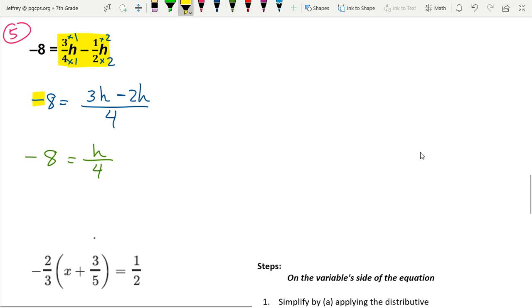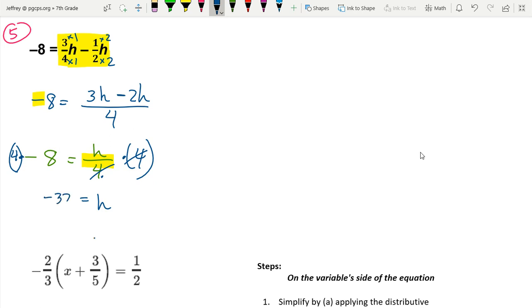Now remember, this is a division bar, so what do we do next? Do we need to add or subtract the constant? There's no constant on the variable side, so we just move on to the last step, which is to use inverse operation. So this is division, so we multiply by its denominator, which is 4. So times 4 and times 4. That simplifies to just h is equal to negative 8 times 4, which will give you negative 32. And we are done. Okay, that's number 5.